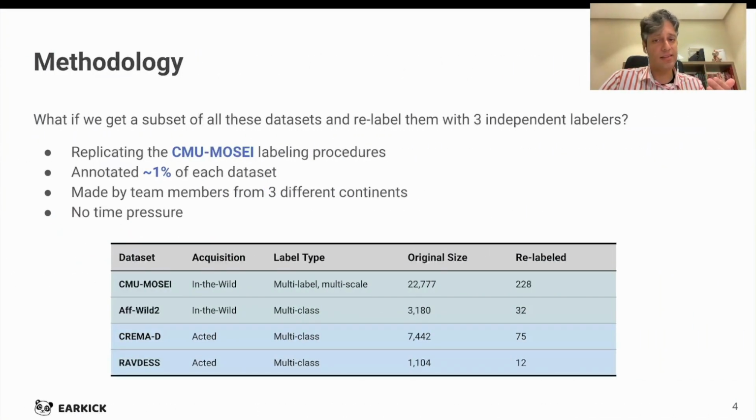To study these datasets and try to answer our questions, we decided to re-annotate 1% of each one of the 4 datasets below. We followed the same CMU MOSEI labeling procedures and re-annotated with 3 team members from 3 different cultures, 3 different continents, with no time pressure at all. As in the wild datasets, we re-annotate CMU MOSEI and FWild too. As acted datasets, we use Trimady and RevDes. All 4 datasets are extensively used by the research community.